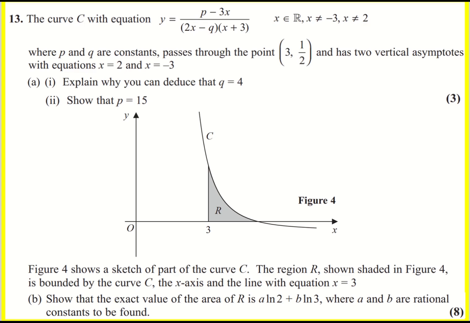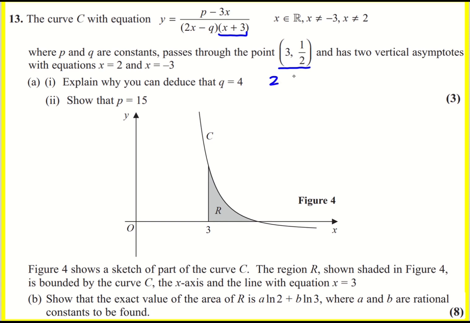Given this curve, the equation, but we've got P and Q as unknowns, and we're told that it passes through 3.5, it has two vertical asymptotes, x equals 2 and x equals minus 3. Now what that means is the function will not be defined at those points, and it's because of the denominator. So we've got an x plus 3 in here. When x is equal to minus 3, we're going to get 0. So explain how we can deduce that q is equal to 4.